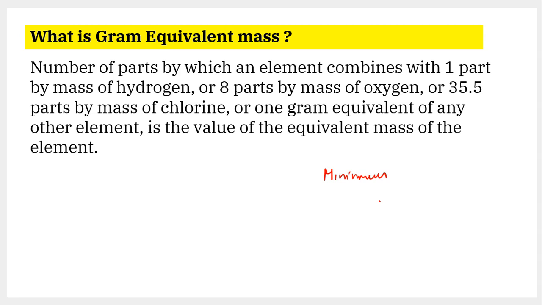But there is another definition also. You can define gram equivalent mass as the number of parts of an element which can combine with 1 part of hydrogen, 8 parts of oxygen or maybe 35.5 parts of chlorine. Say for example you are talking about an element X. The gram equivalent weight or gram equivalent mass of this element X is equal to the amount of X that can combine with 1 part of hydrogen or 8 parts of oxygen or maybe 35.5 parts of chlorine. Any one of them, not all of them at once, right? So this is what gram equivalent mass is.